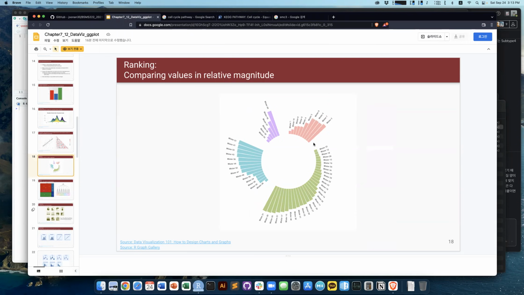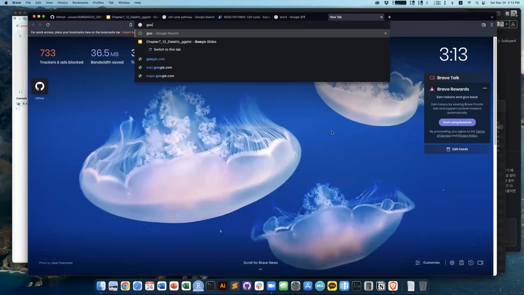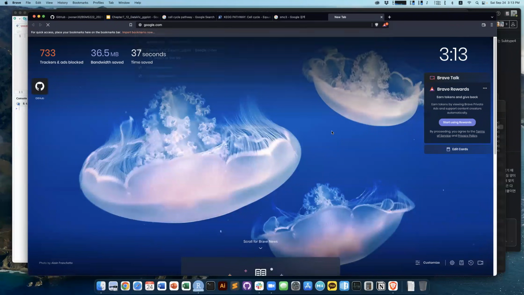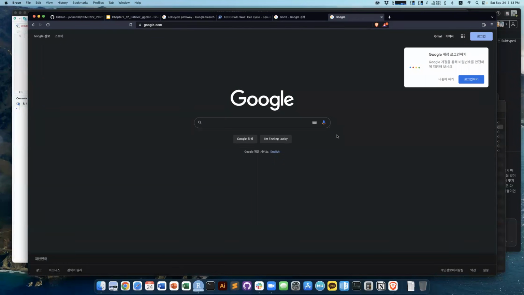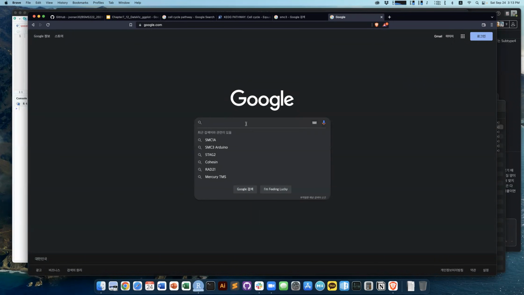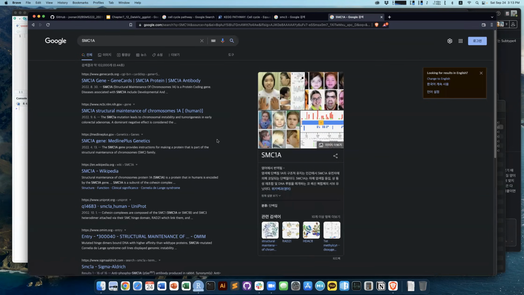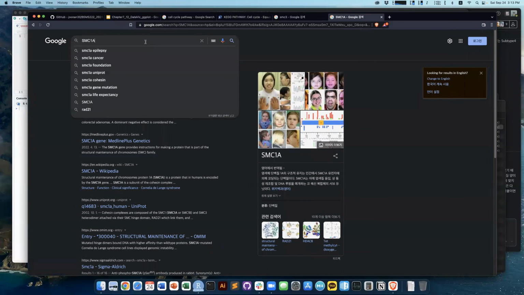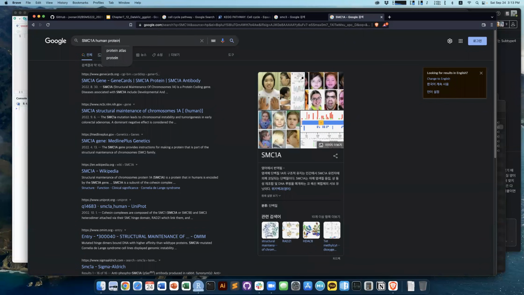But anyway, this is just an example. Okay, so one thing we can say is, okay, let's say we looked at the SMC1A, then we searched that. Let's look at the data together.